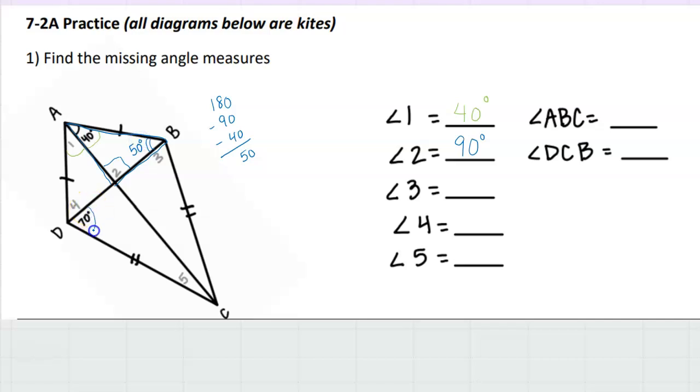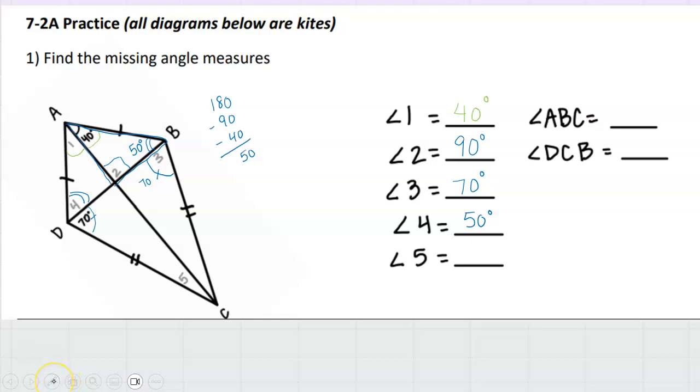And since I know that this angle is 70, I know that this angle is going to be 70 as well. So that tells me that angle 3 is going to be 70. Angle 4 is going to be 50 because it's going to be the same size as that other 50 that I marked.